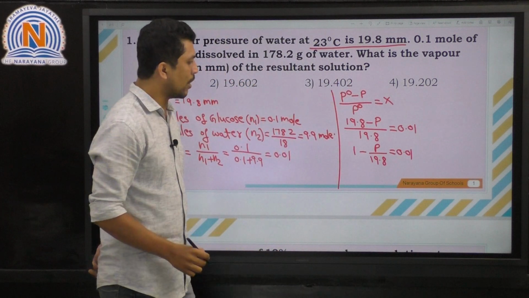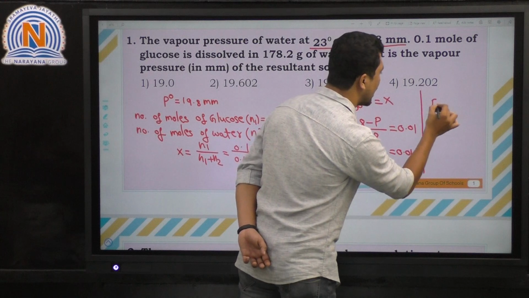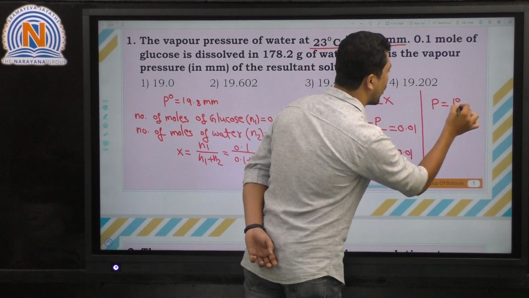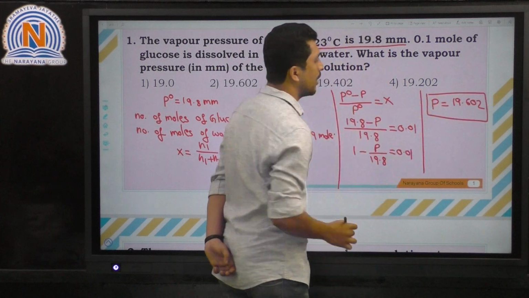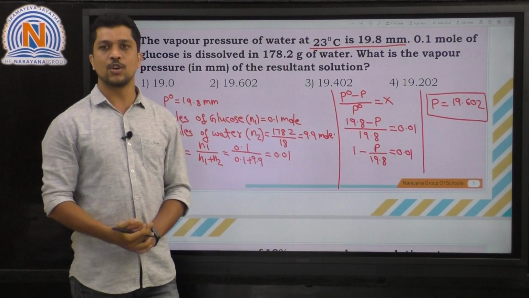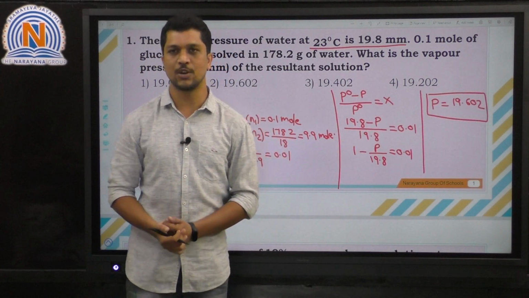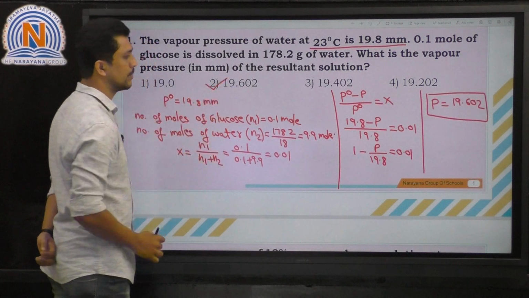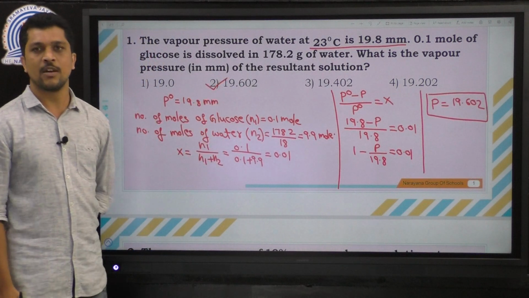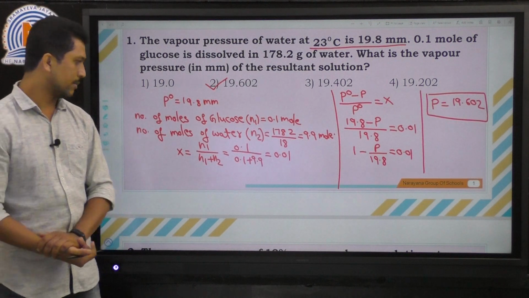If you solve this, you will get the final vapor pressure of the solution, P equal to 19.602. So the correct answer is the second option. This is the solution for the first problem. Let's move on to the second one.